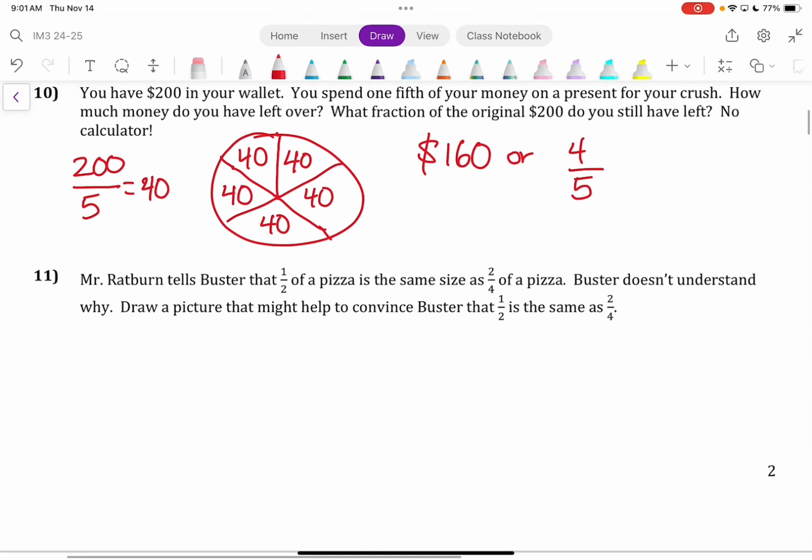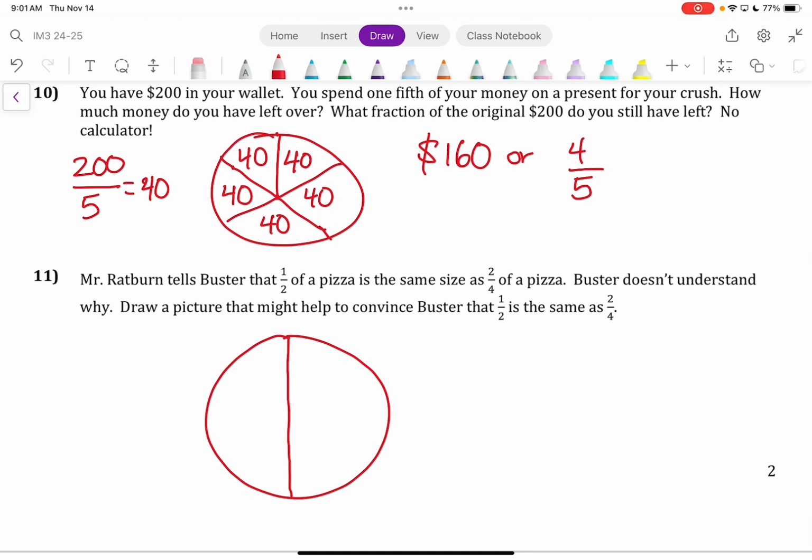All right. And then we have the next question, 11. Mr. Ratburn tells Buster that 1/2 of a pizza is the same as 2/4. Buster doesn't understand why. Draw a picture that might help convince Buster that a half is the same as two fourths. So let's start with the pizza. Pizza is obviously a circle. How could I show that 1/2 is the same as 2/4? What would I need to do here?